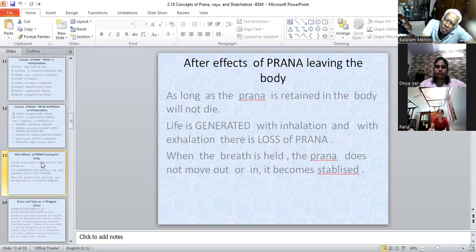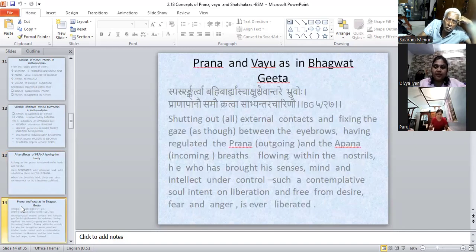What is the difference between a person who has died and one whose breath is lost? If the person is not breathing, then the prana will not be there in his body. That is a very sophisticated way to say, madam, he has lost his breath. I will not say he has died. That may hurt somebody. He has lost his breath.